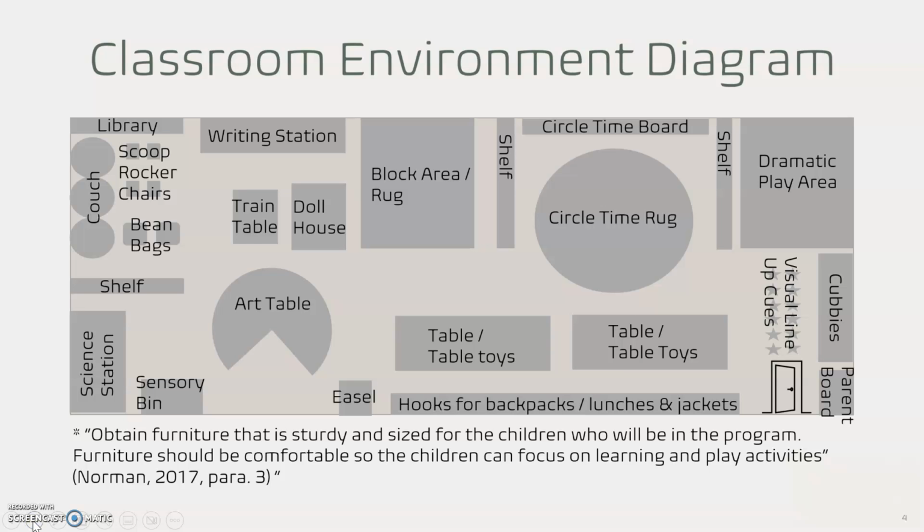Here is a diagram of my classroom, so you can look at it and see there's a parent board right in the front door, and the cubbies and the hooks are nearby. In the top left corner, you can see the library with some flexible seating, and a writing station nearby. Typically the writing station is pretty quiet, so it is okay for that to be close. And then just other play areas like the train table, the dollhouse, a block area with a rug, a dramatic play area. We also have a science station with a sensory bin and an art table with an easel.